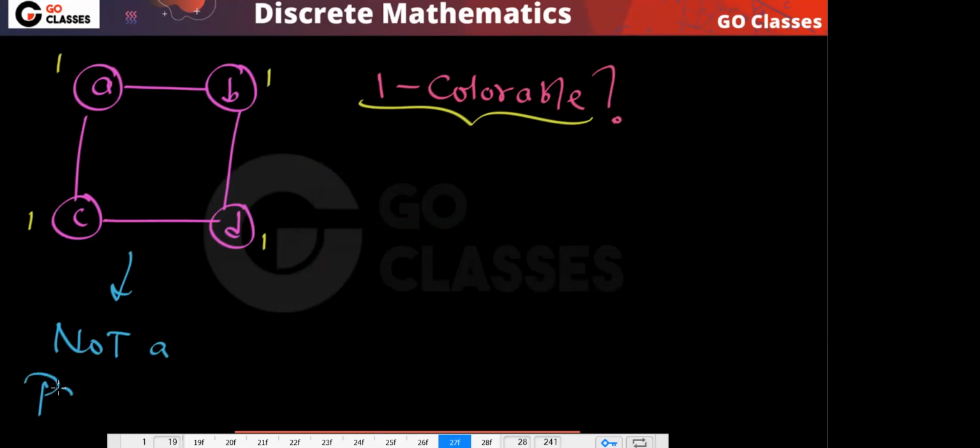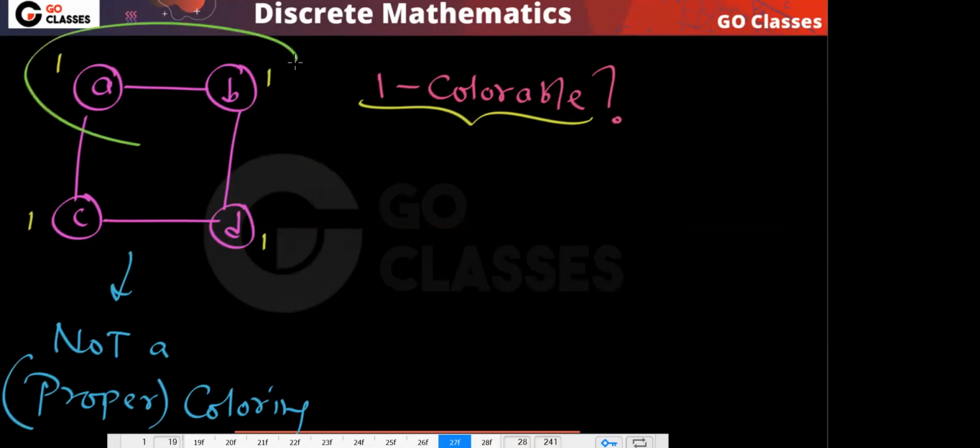So this is not a proper coloring, because you can notice adjacent vertices have the same color. These two adjacent vertices have the same color. So is this 1 colorable? The answer is no.